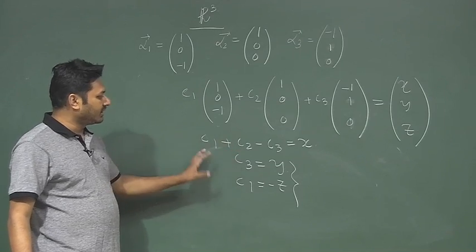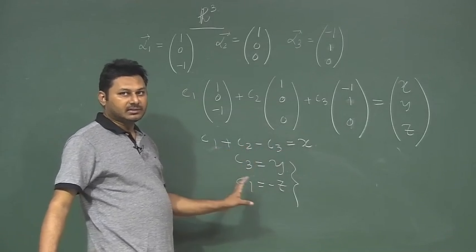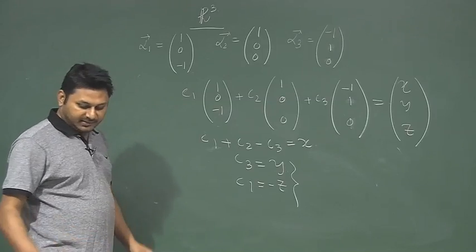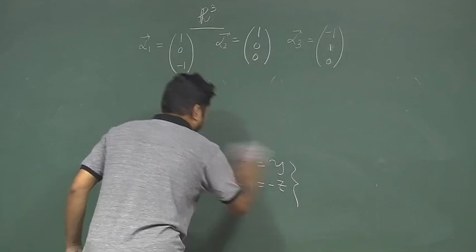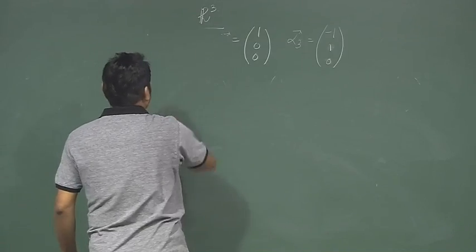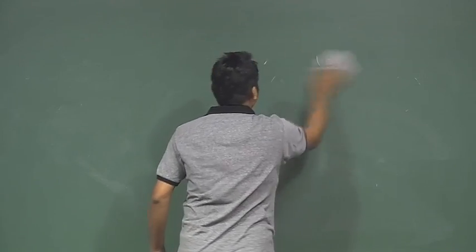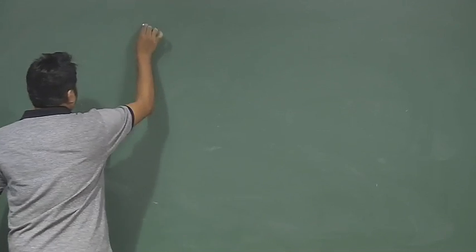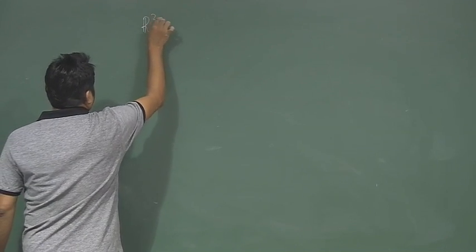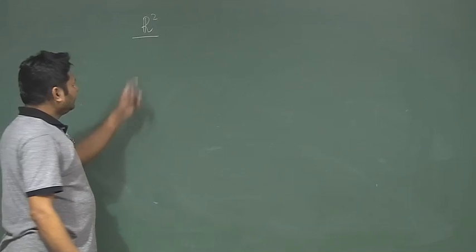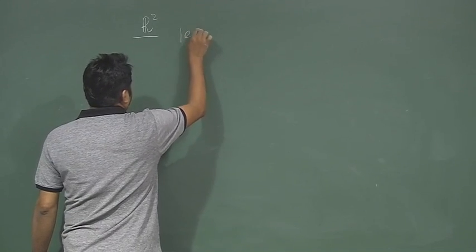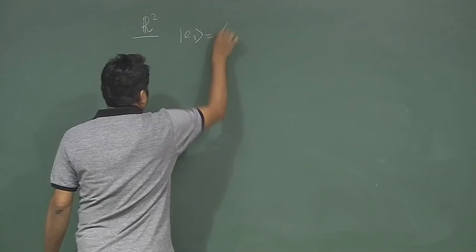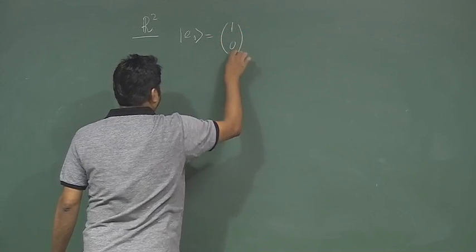C1, C2, C3 you can readily find out with the x, y, z quite easily in fact. So, next I will show a few things. So, in R2, these are my natural choice.